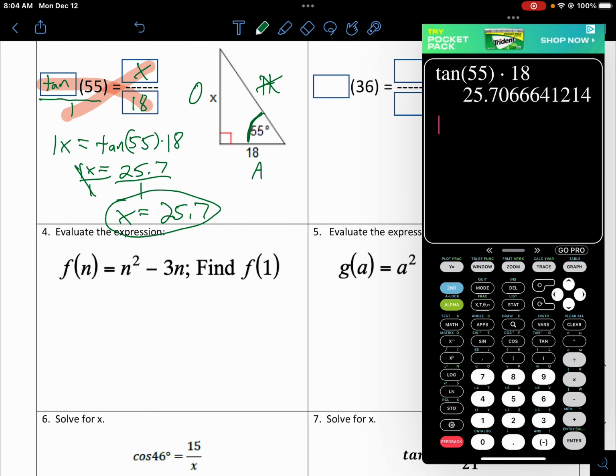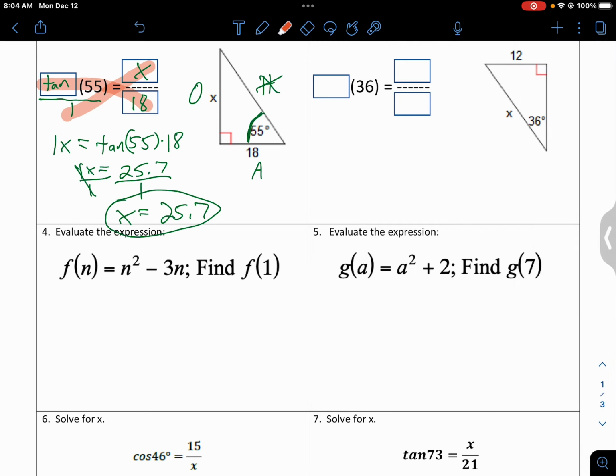All right, the next one, evaluating. Remember, it just looks a little different. You take this, and you plug it in for all of the variables that you see. So instead of it saying n equals 1, it's going to be f of 1. So it's 1 squared minus 3 times 1, right? So 1 squared is 1 times 1, which is 1. 3 times 1 is 3. So 1 minus 3 is negative 2. Done.